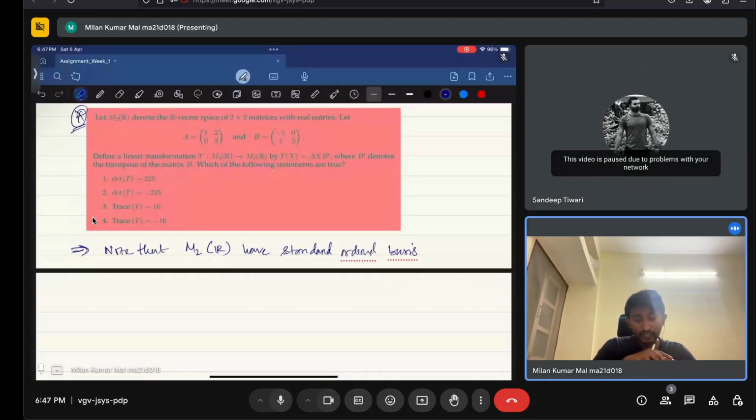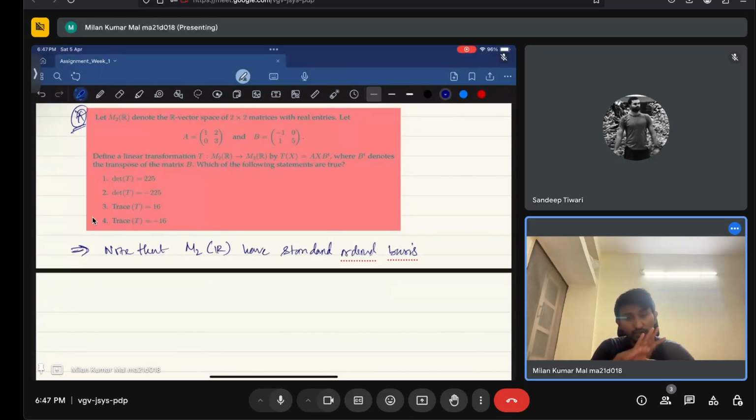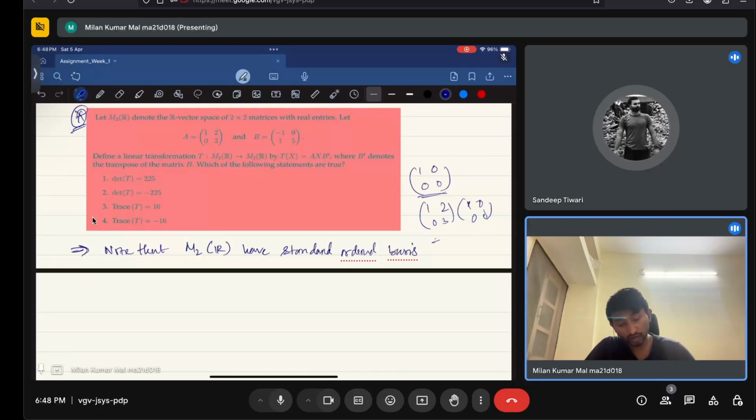A shorter way is yes, you have to do the determinant of A times B, because you know the matrix with respect to the standard ordered basis. For example, just for checking, if you take 1 0 0 0, this is the matrix. What will be A transpose B? You will get A as 1 2 0 3, and for assuring this I have to check once.